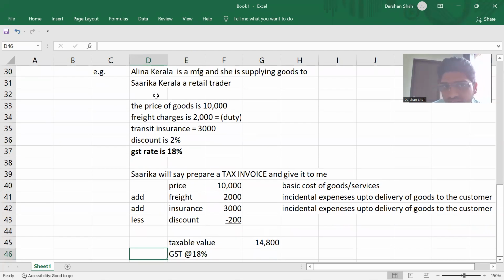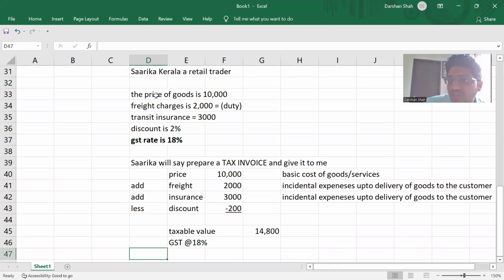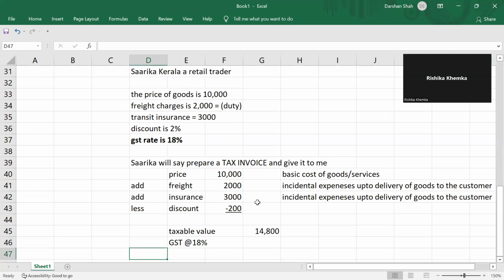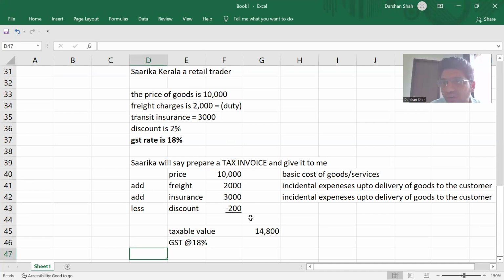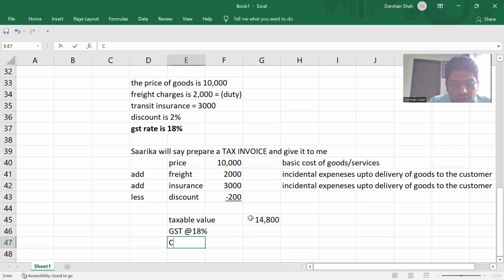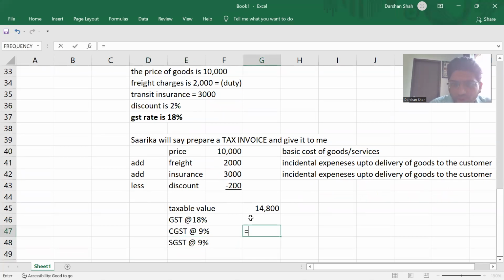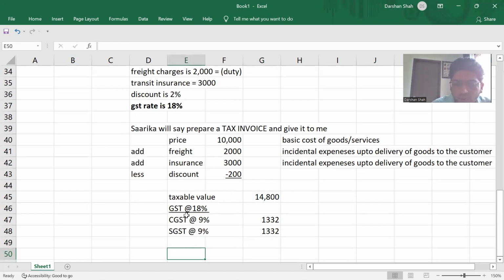Now see guys, we have done this. If both are from Kerala, which GST should I charge? SGST and CGST, correct, because both are within the same state. So instead of showing GST at 18%, what will I show? CGST at 9% and SGST at again 9%. So this will be 14,800 into 9% and 14,800 into 9%. So total GST comes out to 18%, but it will be shown as CGST and SGST.